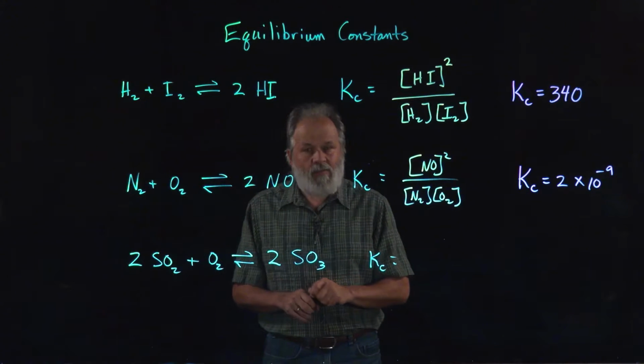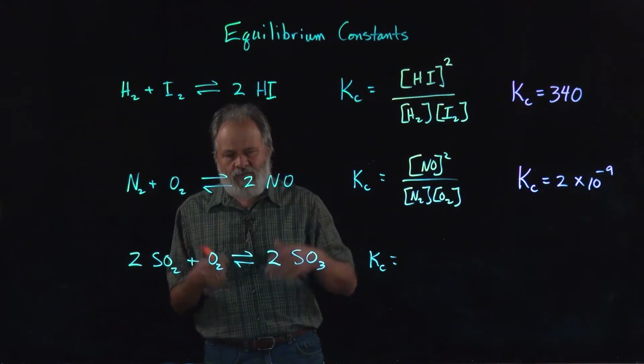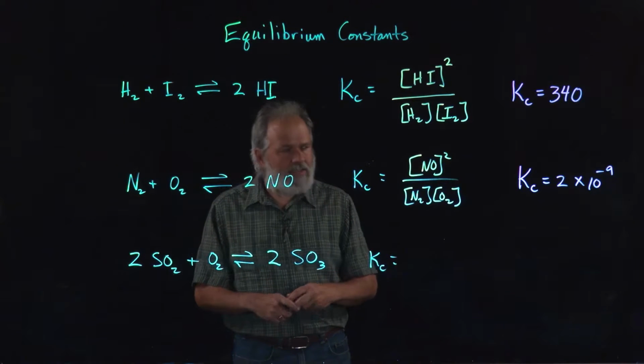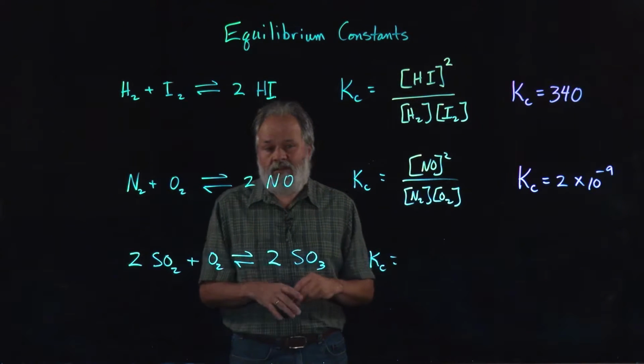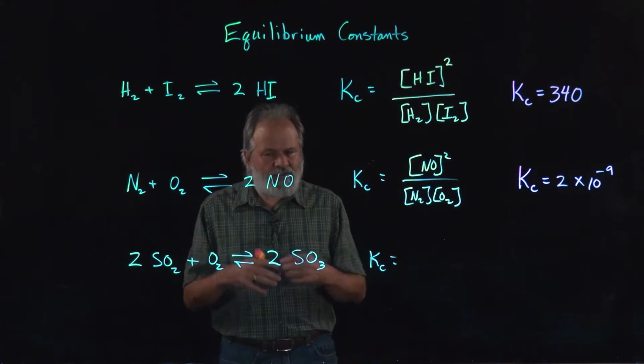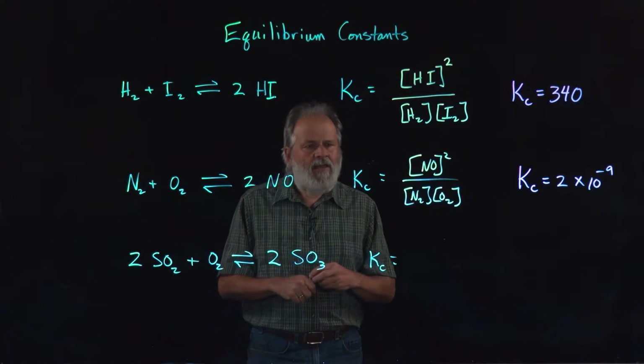The larger the K, the more product you expect. And of course this is a continuous range. There are some extremely high Ks, some extremely small Ks. And there are some Ks that are very close to 1, and in that case you have a mixture of reactants and products that are all similar magnitude.